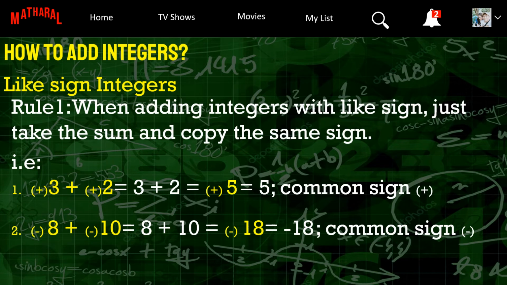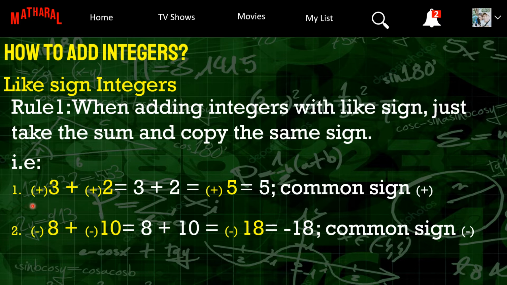And here, we're asked to find the sum of integers. The question is, how do we add integers with like signs? For rule number 1, when adding integers with like signs, just take the sum and copy the sign. Mean to say, kung tayo mag-a-add ng integers na magkapareho ang sign, madali lang po ang gagawin, mag-a-add lang po tayo at kopyahin po natin ang kanilang common sign. Tulad po ng mga sumusunod.